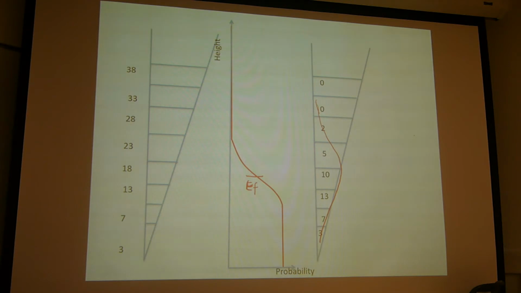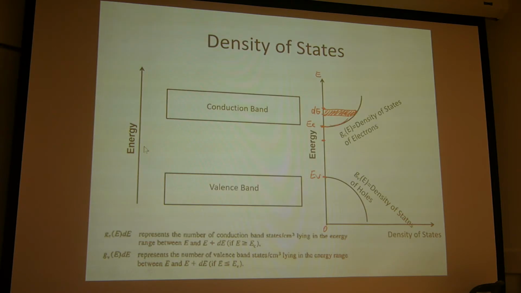The density of states describes how dense those states are with respect to the energy level. For the electron, we have this density of states with this kind of shape above EC. The higher the energy level, the more available states you have. Similarly for the holes, we have the density of states for the holes below the valence band edge, EV.